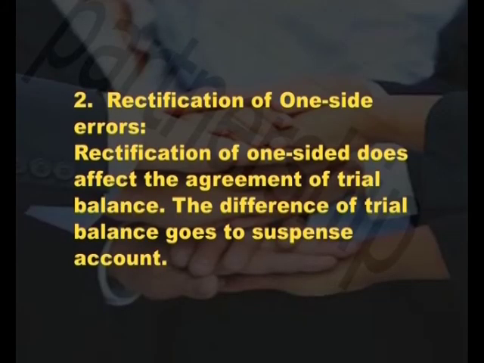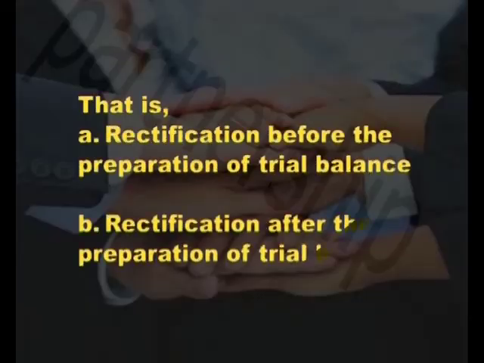Now the second one, rectification of one-sided errors. Rectification of one-sided errors does affect the agreement of trial balance. The difference of trial balance goes to suspense account. Rectification of one-sided errors depends upon the stage at which errors are rectified. That is, A. Rectification before the preparation of trial balance, and B. Rectification after the preparation of trial balance.